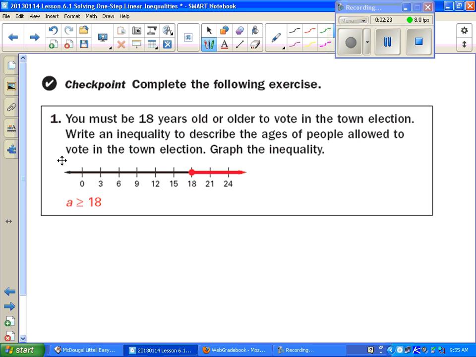The first checkpoint says you must be 18 years or older to vote in the town election. Write an inequality to describe the ages of people allowed to vote in the town election, then graph the inequality. You can be 18 years old to vote. So you have x is greater than or equal to 18, because you can be 18. So 18 and older. As you graph that, you would use a closed circle and everything to the right of it, since it's greater than.